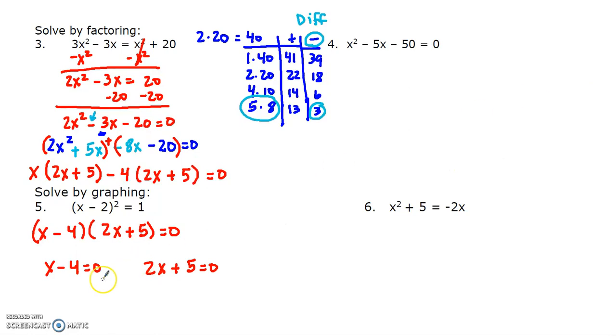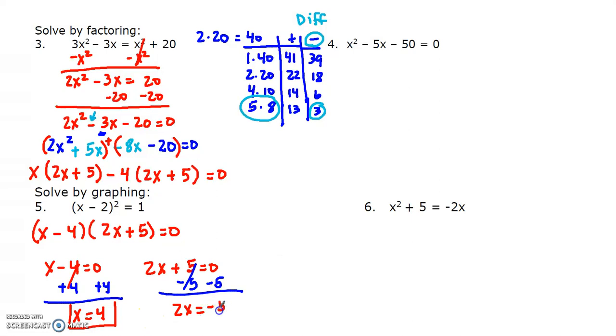So my first step then on this one is I need to get rid of my 4, and I'm going to do that by adding. And then that means I have x equals 4. So there's my first x value. The second one, I will subtract 5 from both sides first. And that leaves me 2x equals a negative 5. And then I'm going to divide by 2 on both sides. And so I'm going to write it up here. That leaves me x equals a negative 5 over 2. And that would be my second x value.